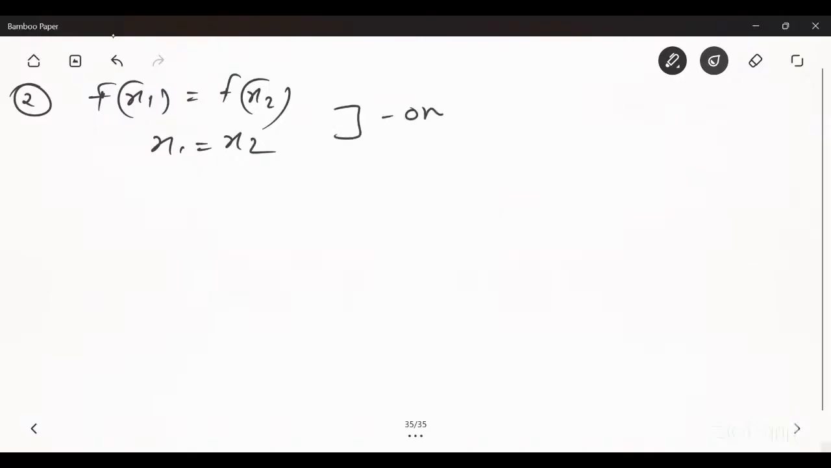Now next is the second method: if f(x1) is equal to f(x2), then x1 is equal to x2, then it is a one-one function.